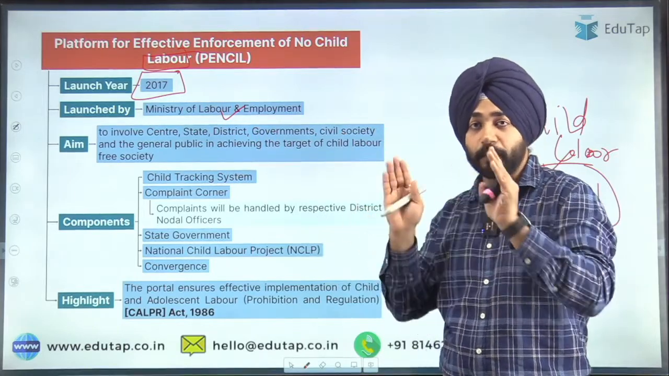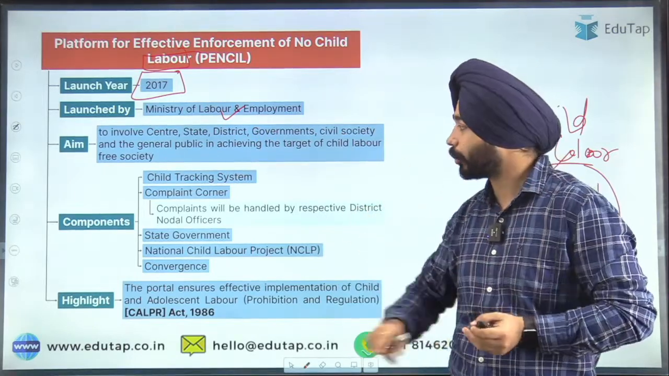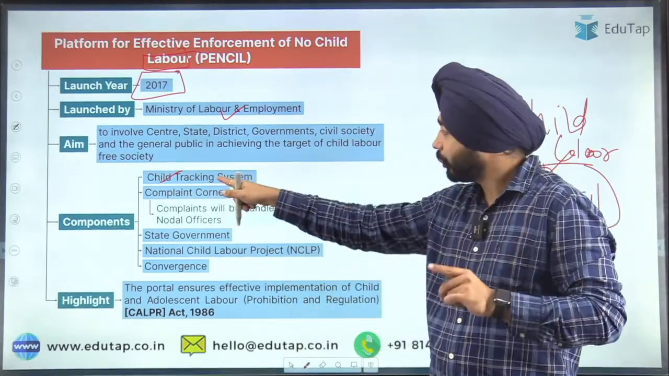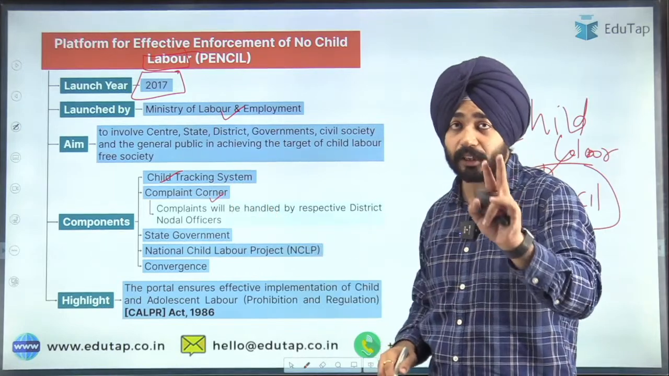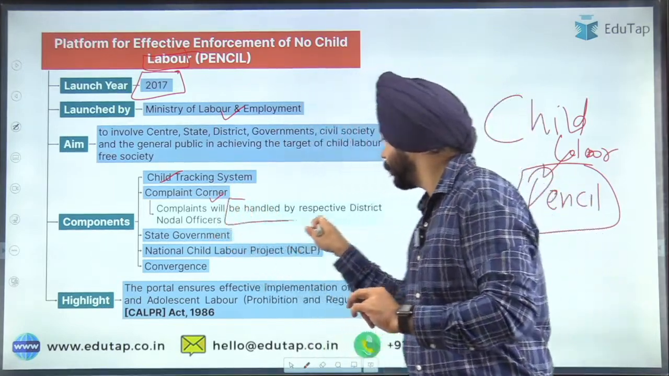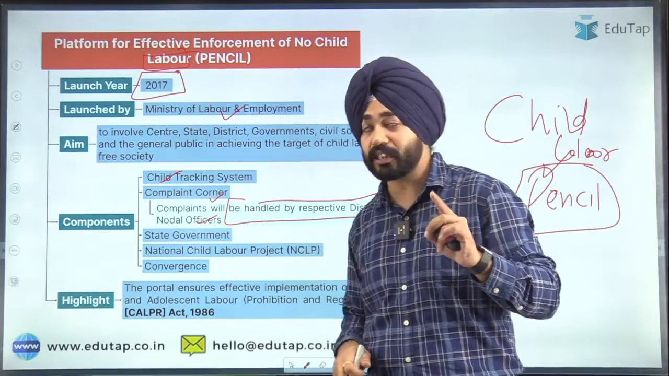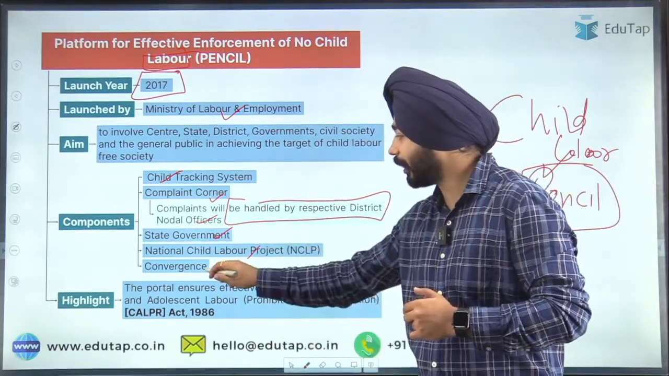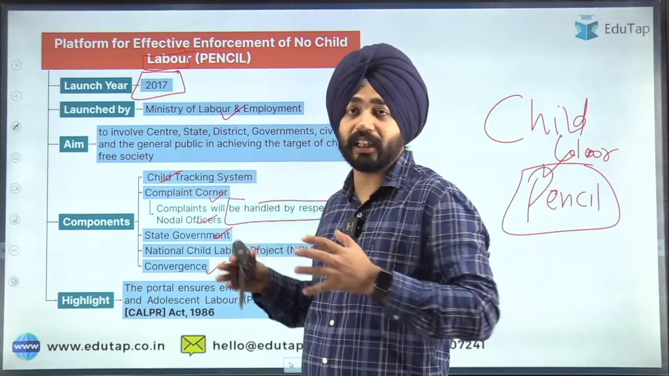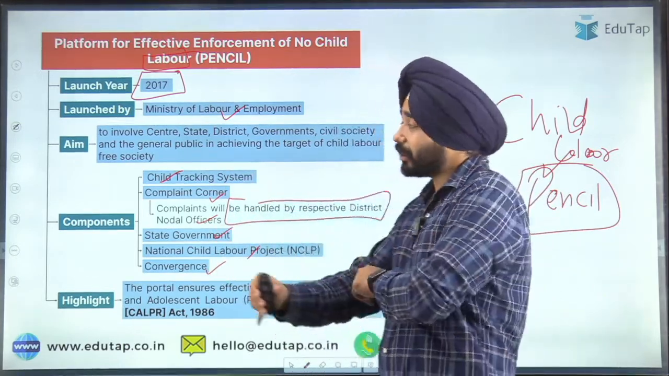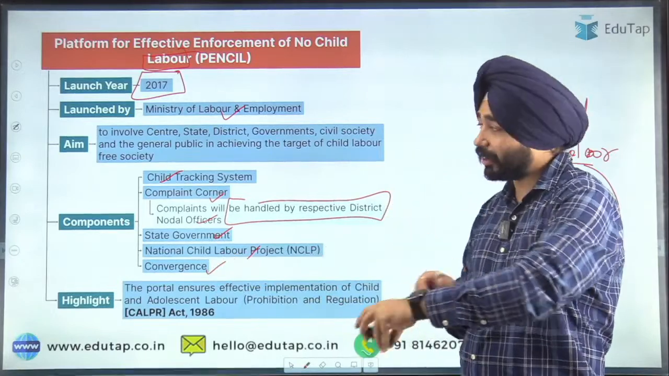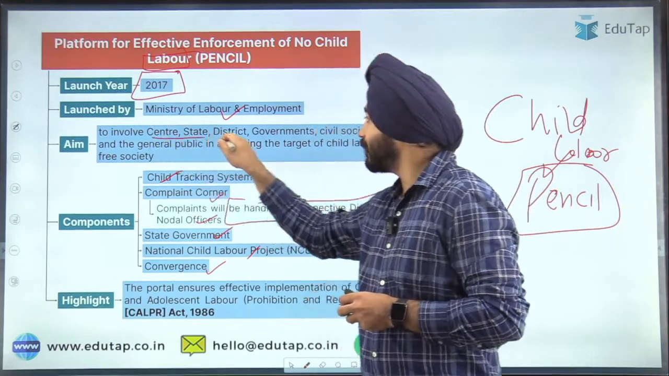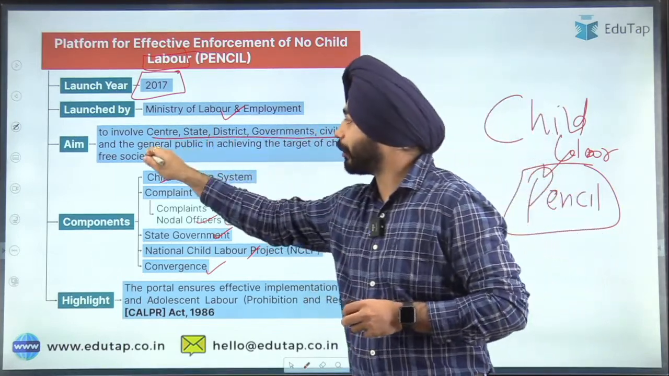So if you want to provide a pencil, what will you do? First of all, what will you stop? See, you will first be tracking the child trafficking system. Then there is a complaint corner, where complaints will be handled by district nodal officers, then state governments and the National Child Labour Project. These are the things with which you will be helping in prohibiting child labor. Now, what will be involved here? Center, state, district governments. See, everything is involved here.